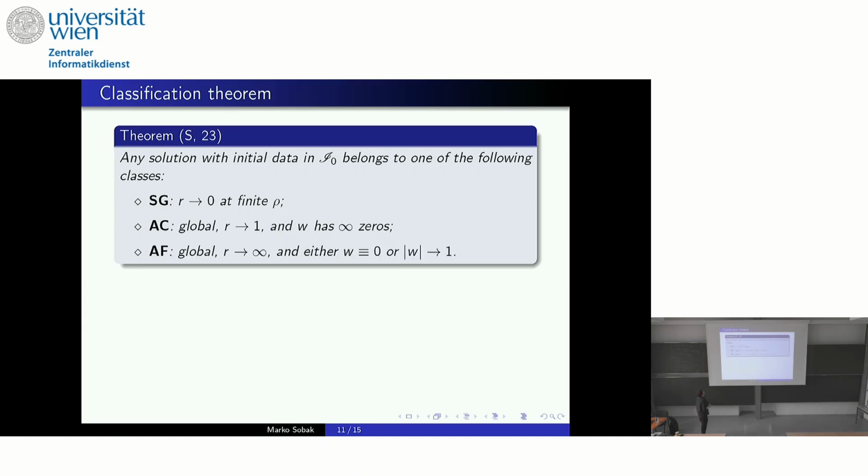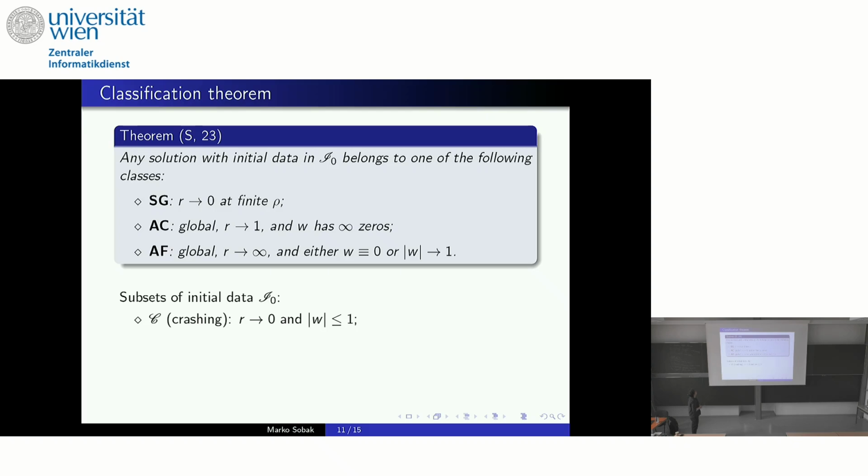And lastly, we have the asymptotically flat orbits, which are again global. R tends to infinity, and you also have the condition on the mass that I had on the first slide, but I didn't include it here for brevity. Then you either have W identically equal to 0, so that your solution is one of the trivial abelian solutions that I showed you before, or you have W tending to 1 in absolute value. And these are all. This basically tells you these are all the possible types of solutions that you can have, which, to me, was rather funny.